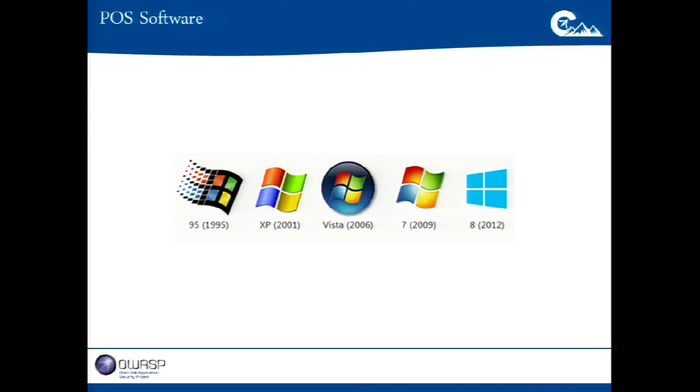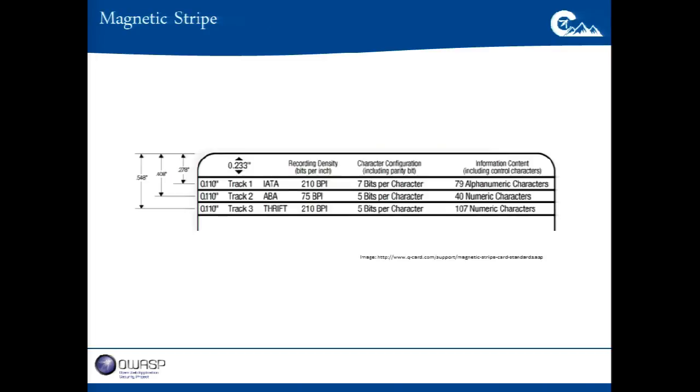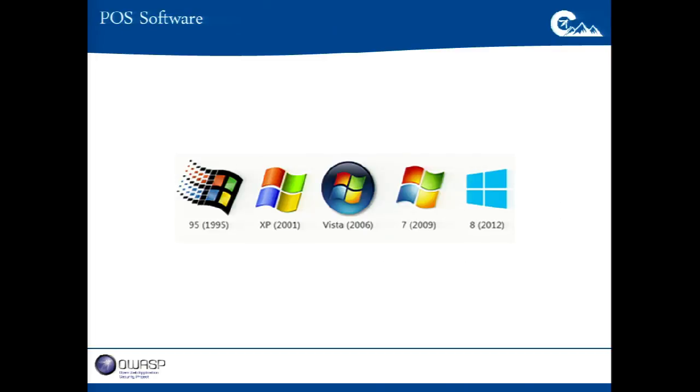So beneath all that credit card reading, all that POS processing, there has to be an operating system. And the most common operating system used in these cash registers is one of the flavors of Windows. And I'm not saying that's necessarily bad, it's just an FYI. So that was about the POS terminal.